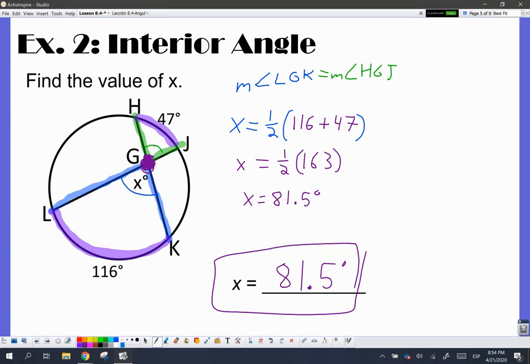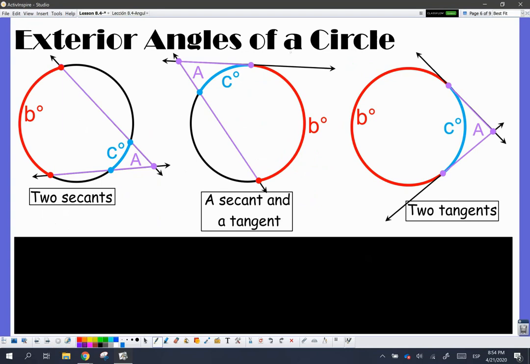All right, so let's move on to the next set of angles, which are the exterior angles of a circle. Now you see that there are three cases here. I can have an exterior angle with two secants, an exterior angle with a secant and a tangent, and an exterior angle with two tangents. Remember that the tangents are the ones that intersect only once at one point on the circle, but the secants are the lines that go through the circle and intersect at two different points.